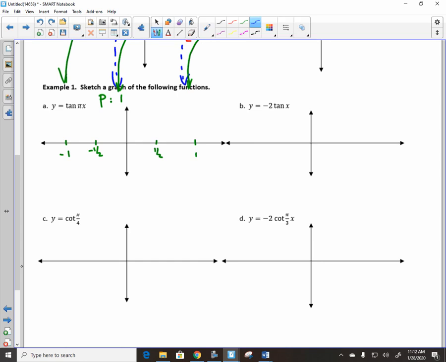And what we just learned about tangent is it's equal to 0 at those period spots. And what happens halfway in between? Vertical asymptotes halfway in between. We'll pick up with that when you get back.